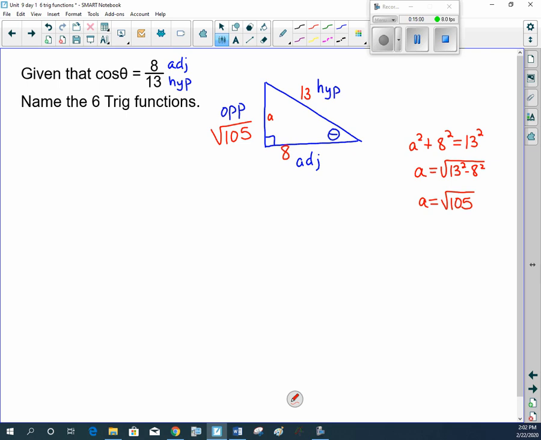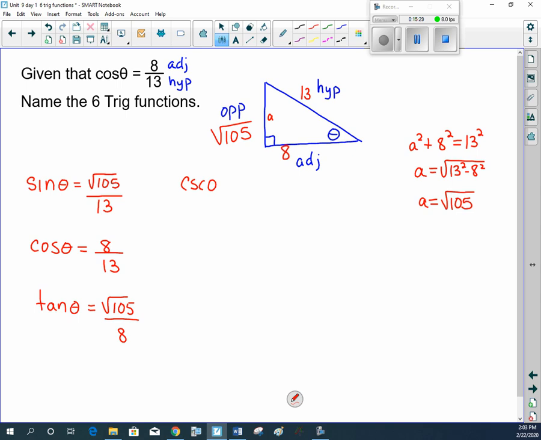Okay, so now we're going to go ahead and do all of our 6 trig functions. So sine theta is opposite side, which is the square root of 105 over the hypotenuse. Cosine theta is adjacent side over hypotenuse, which was already given to us. Tangent theta is opposite side over adjacent side. And then cosecant theta is the reciprocal of sine theta. So that's 13 over the square root of 105. Rationalize that. So 13 square root of 105 over 105.